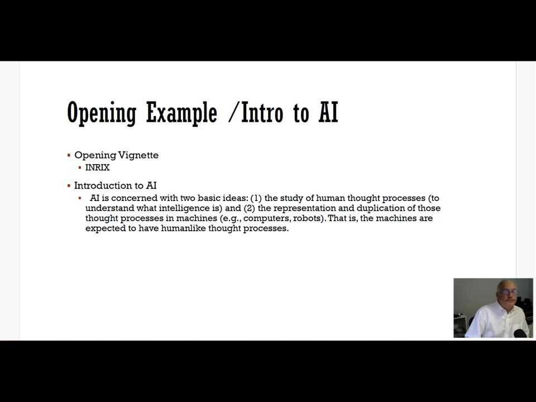The solution? AI is concerned with two basic ideas: the study of human thought processes to understand what intelligence is, and the representation and duplication of those thoughts. That is, the machines are expected to have human-like processing. So what did we do?